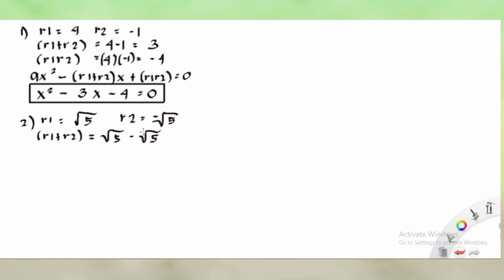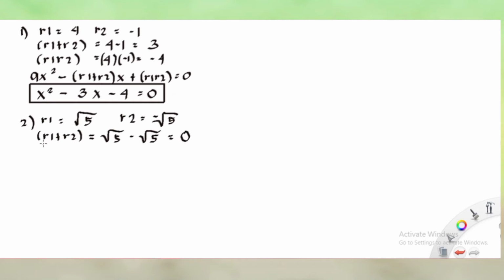At ang i-add lang natin ay yung kanilang numerical coefficient, hindi nakasulat, but it is implied that there is 1. So 1 minus 1, that is 0. 0 square root of 5 is equal to 0.